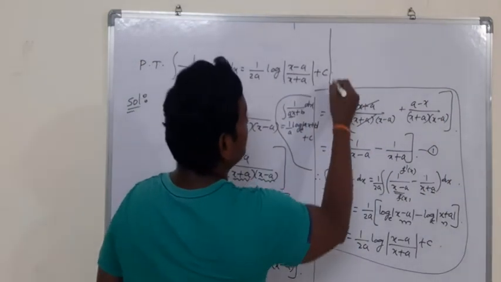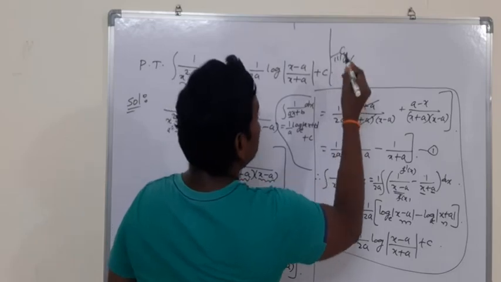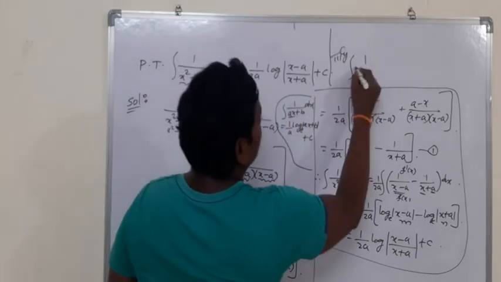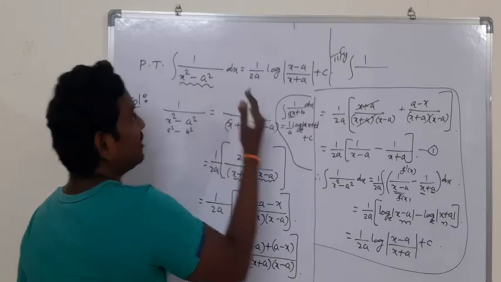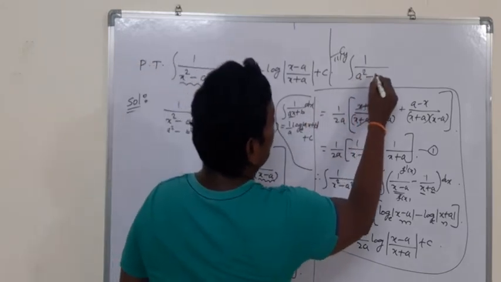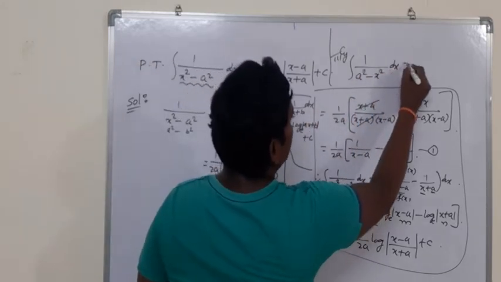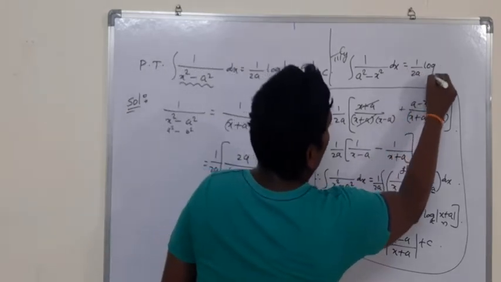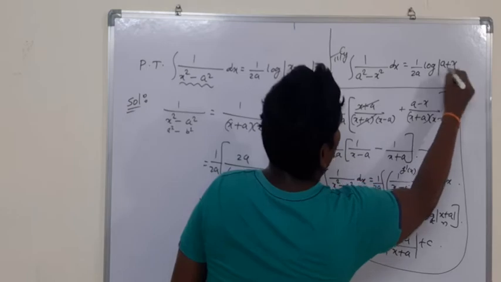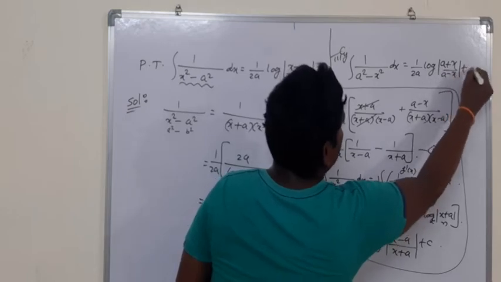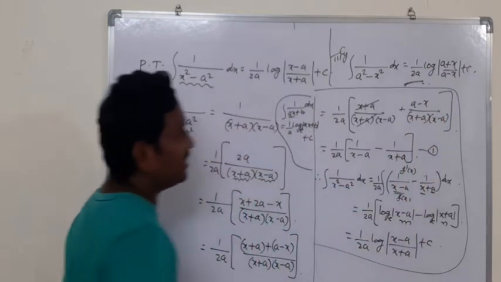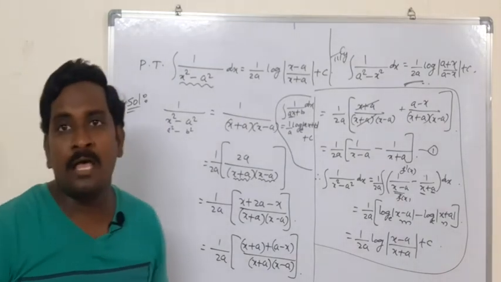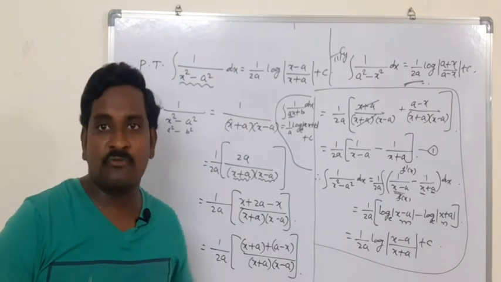I will write here. Similarly, integration of 1 by x square minus a square. Now we are going to discuss integration of 1 by a square minus x square, which is equal to 1 by 2a into log mod a plus x by a minus x plus c. These both are very important formulas. Please see the examples on both formulas.